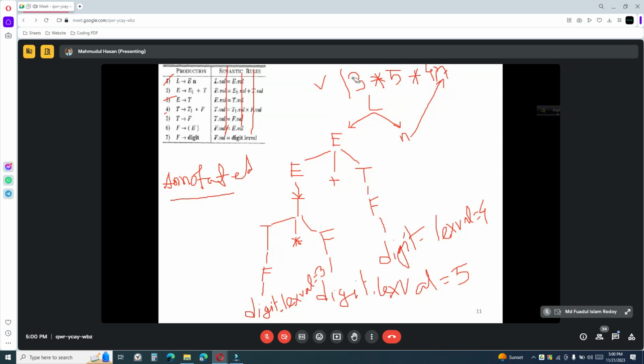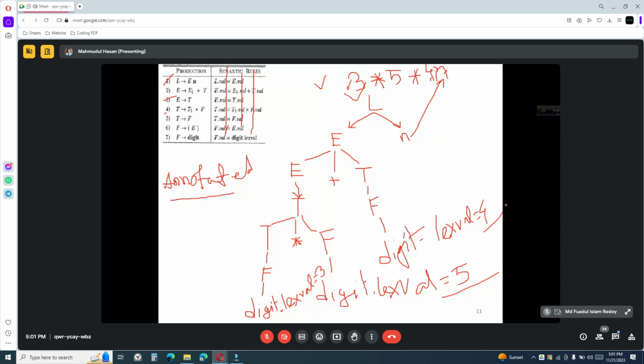So look at the expression. There is 3 at first, then 5 and 4. So there is digit dot lex value, and you need to put the lex value first. The first one is 3, the second one is 5, and the third one is 4.